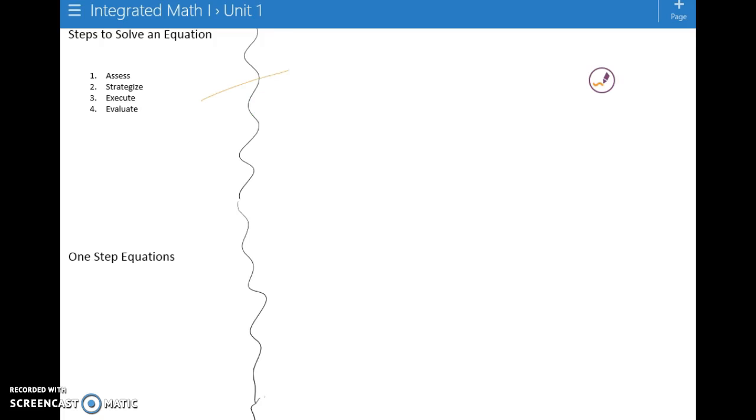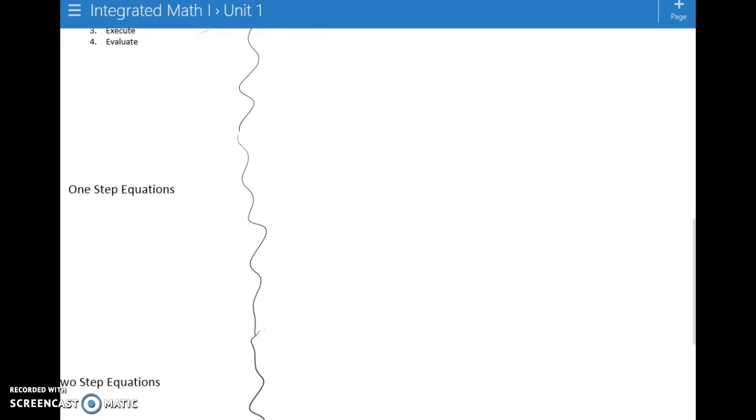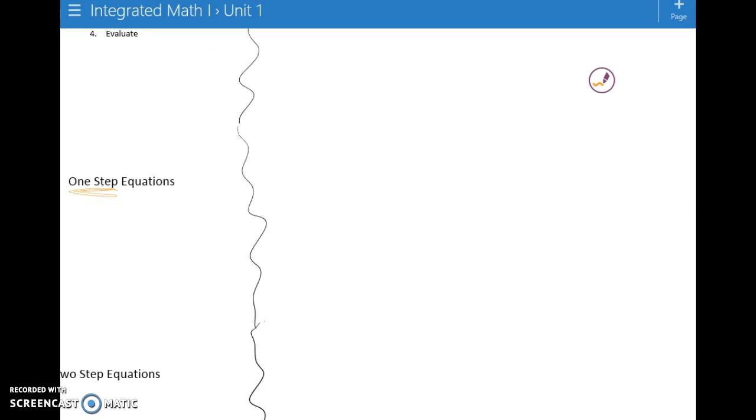All right. So what makes a one-step equation a one-step equation? You only have 1 step to do before the variable is alone. Make sense? Our first example is b plus 4 equals -1. All right, my variable is b. I want b alone. So that means I need to get rid of 4.